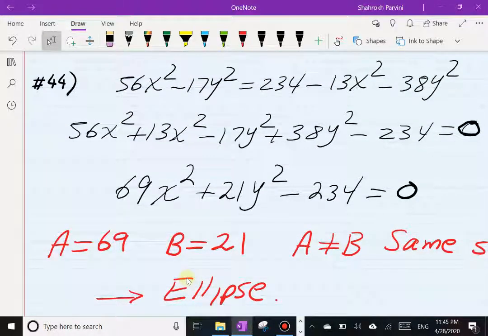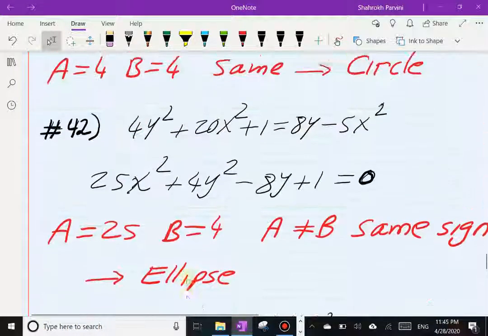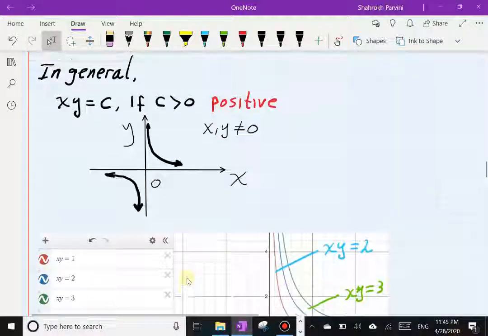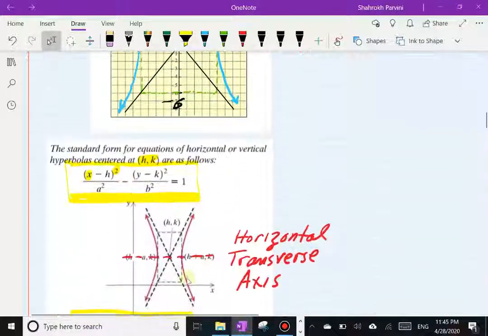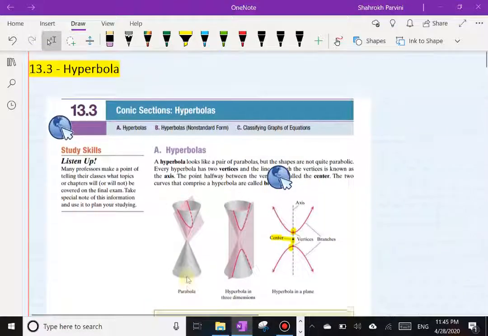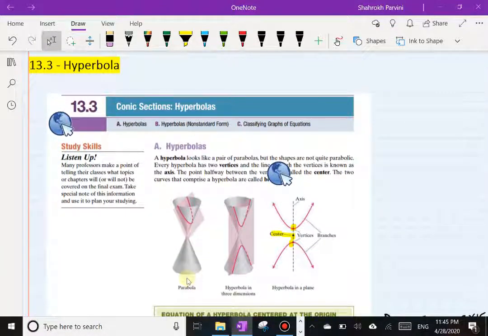We don't need to graph these. The idea was just to be able to classify them. Okay, and with that we are done with section 13.3. We only have one more section remaining in this chapter, and in the next section, section 13.4, we will be looking at solving nonlinear systems of equations. But as far as the conic sections go themselves, we are done with the topic of conic sections.